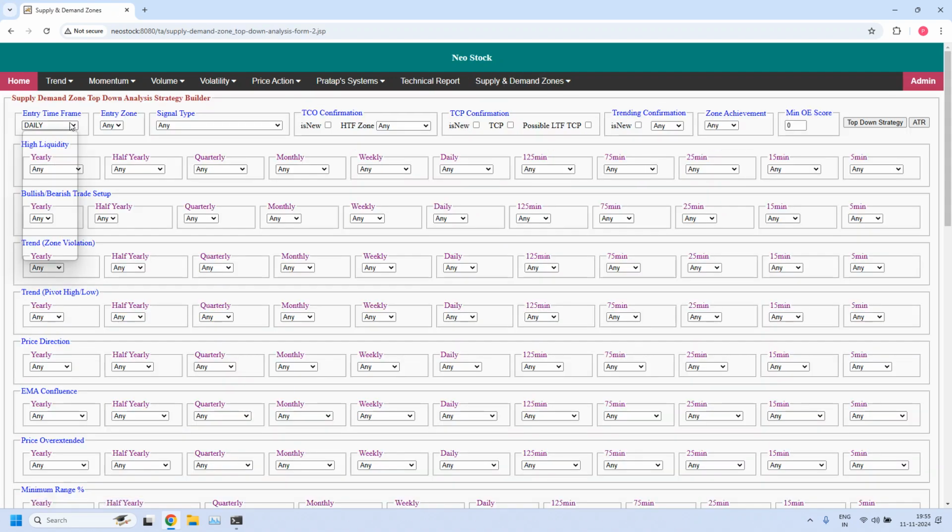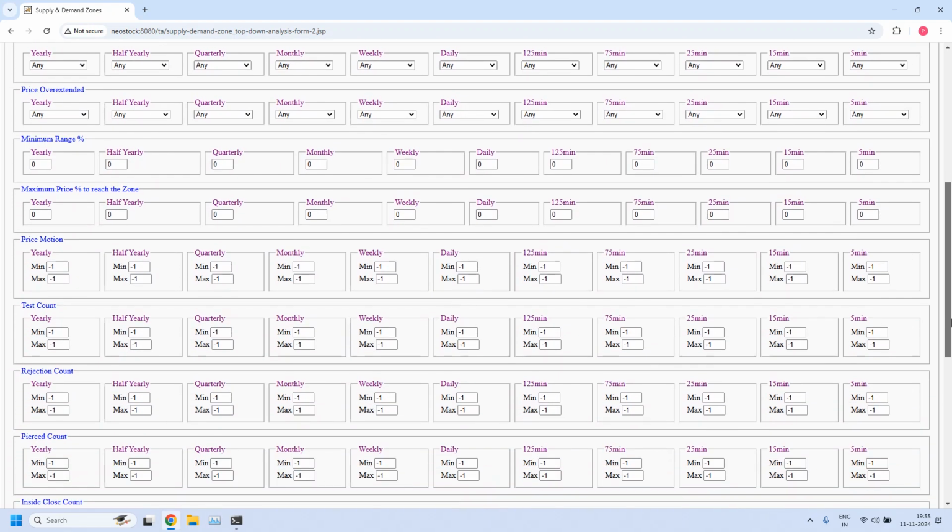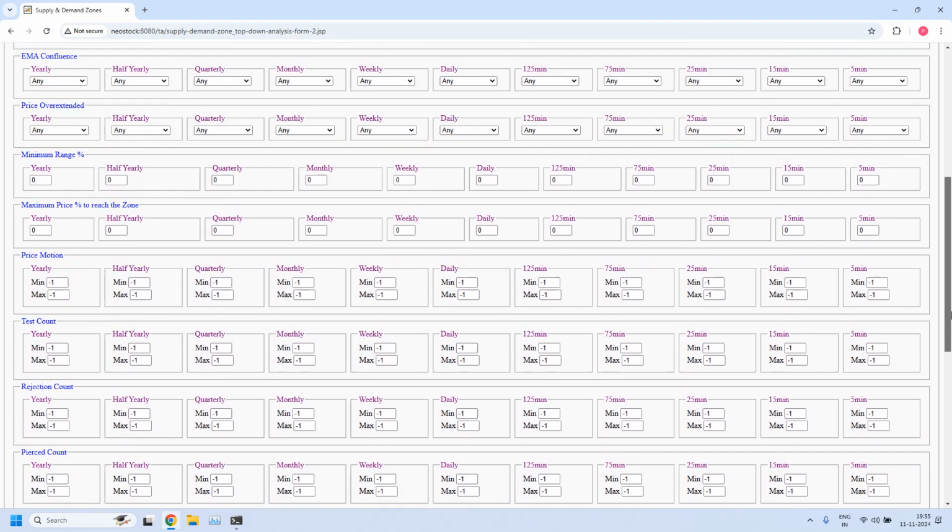For daily income trade, the entry time frame is 15 minutes. Entry zone is demand zone for bullish trade setup. In bullish trade setup, at the 15 minutes entry time frame, I am selecting bullish. And this 15 minutes demand zone should not be pierced. So in the pierced count, at 15 minutes time frame, I am setting minimum value 0, maximum value 0.